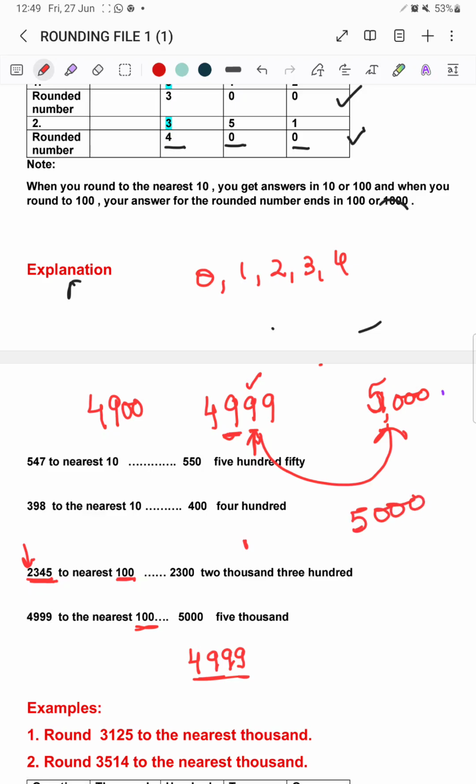Okay, now similarly we can round to any number like tens or hundreds or thousands and so on. In the next video, I will be giving you some examples from the worksheet, and we will be discussing different kinds of rounding concepts, based on different ideas, rounding the numbers to tens or hundreds or thousands. The strategy will be exactly the same, and this is only for whole numbers. When we do rounding for decimal numbers, it will be a bit different.